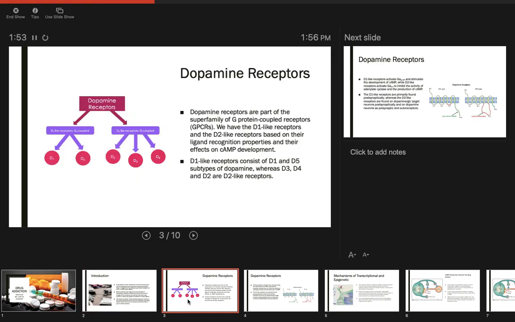The dopamine receptor. Dopamine receptors are part of the superfamily of G protein-coupled receptors, GPCRs. We have D1-like receptors and D2-like receptors based on their ligand recognition properties and their effect on cAMP development. The D1-like receptors consist of D1 and D5, whereas D3, D4, and D2 are D2-like receptors.